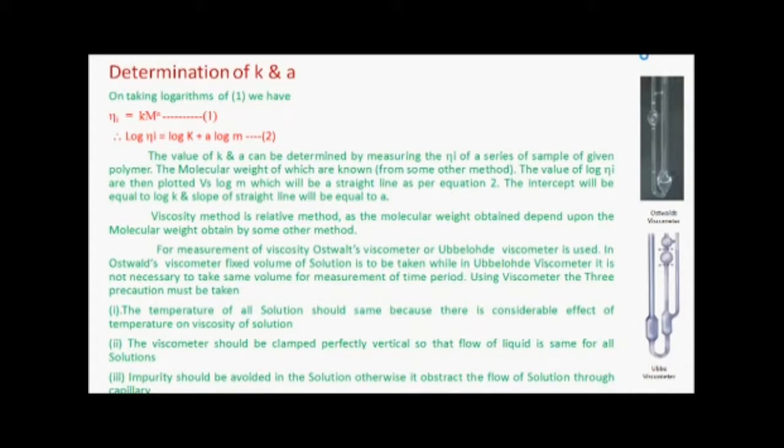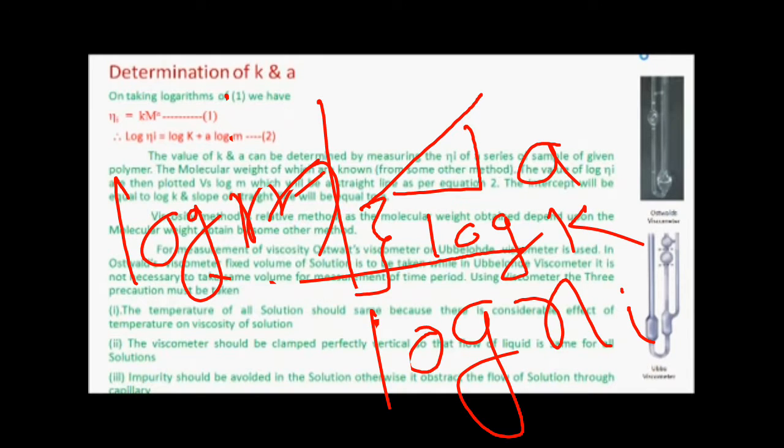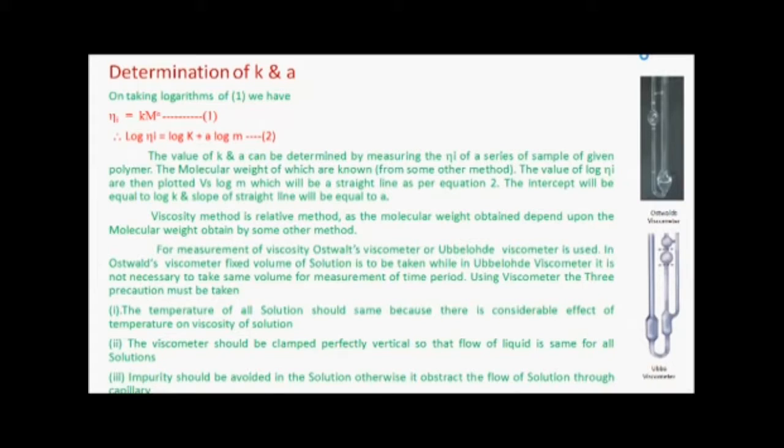The values of log eta I are then plotted versus log M. Now see equation 2, it is the equation of a straight line. The intercept will be equal to log K and the slope of the straight line will be equal to A. Viscosity method is a relative method, as the molecular weight obtained depends upon the molecular weight obtained by some other method.